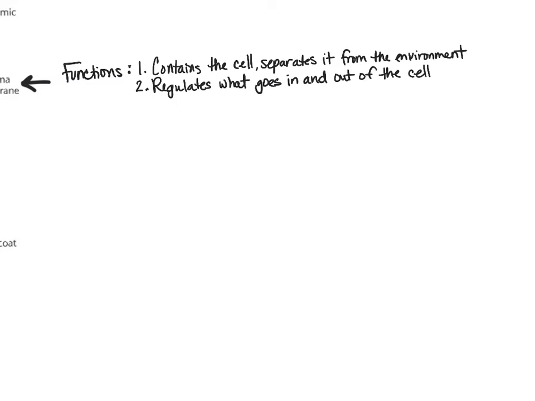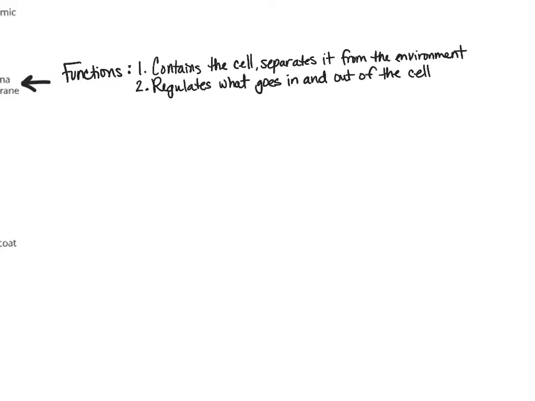We want nutrients to come into the cell, like glucose or sodium or chloride or calcium, different ions and things, so that we can use them, break them down, and use them for energy, for example, with glucose. We also want things to leave the cell. So things like carbon dioxide, that's a waste product. We want uric acid or urea to leave the cell. So we can regulate what goes in and out of the cell.